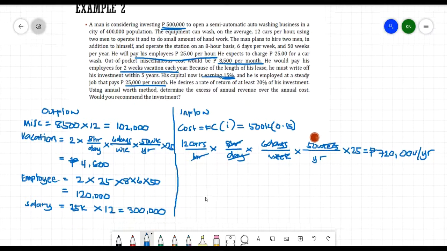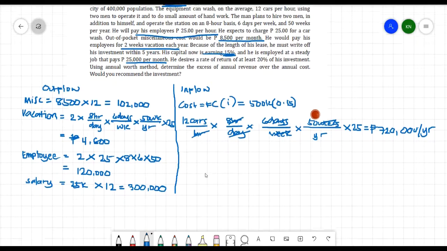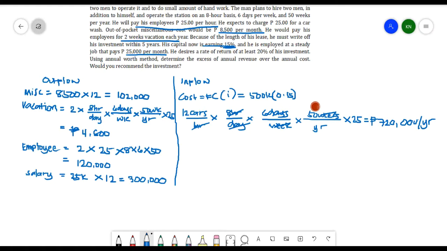So now we just need to add up the AC, or the annual cost that we have, for the outflow. So 102,000 plus 4,800 plus 120,000 for the employees, and the salary, which is 300,000.